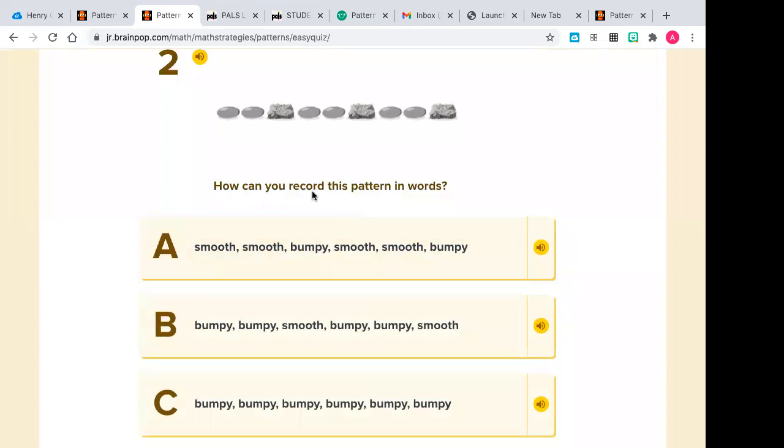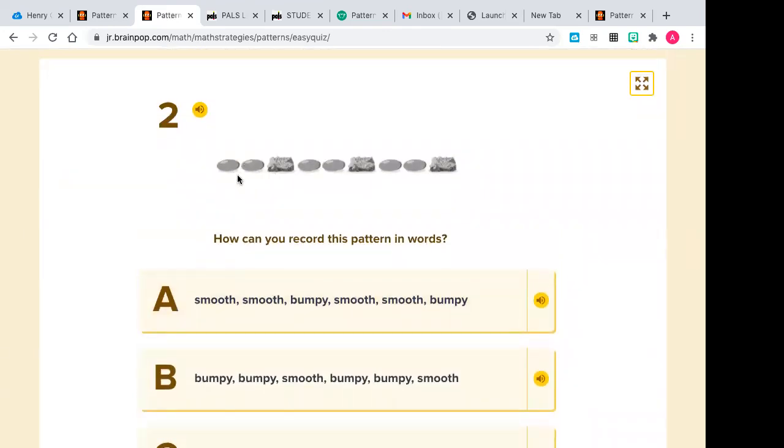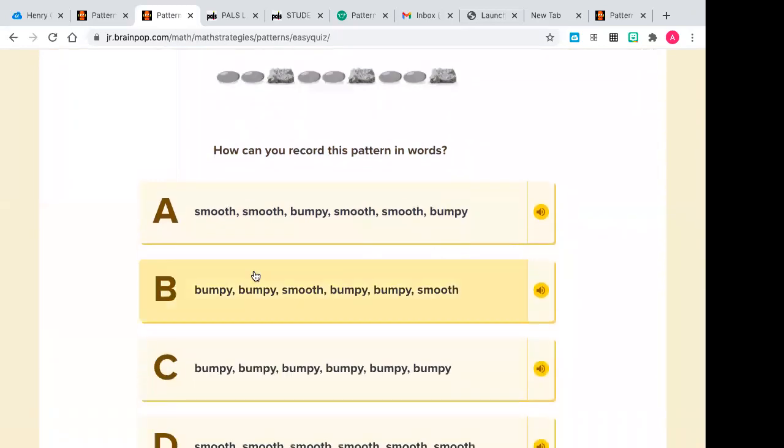Okay, how can you record this pattern in words? So let's see. They're using the words smooth and bumpy. All right, so let's look at this. Is this smooth or bumpy? Smooth. So this is bumpy. So let's do it together. Smooth, smooth, bumpy. Smooth, smooth, bumpy. So we're going to try to find that one.